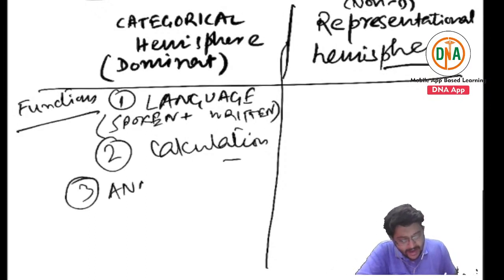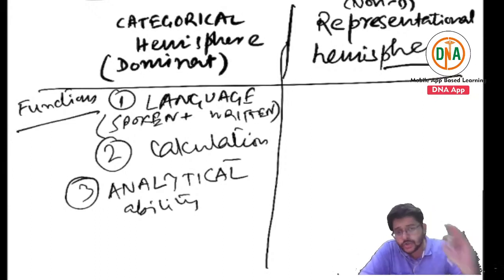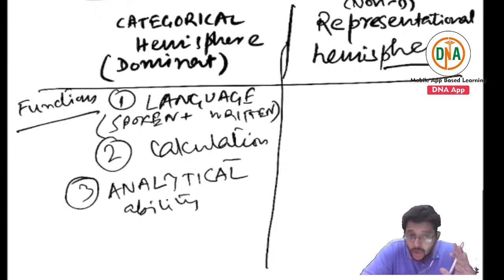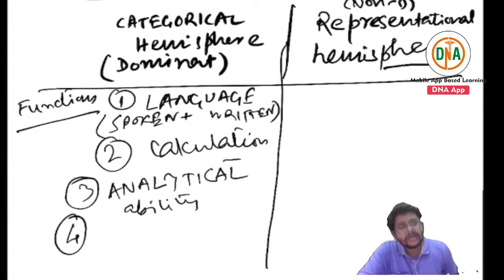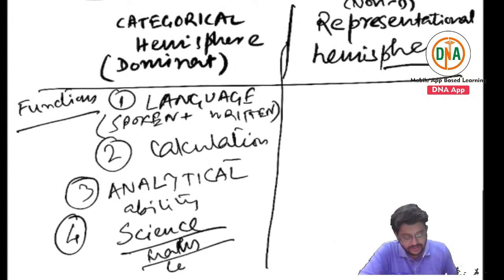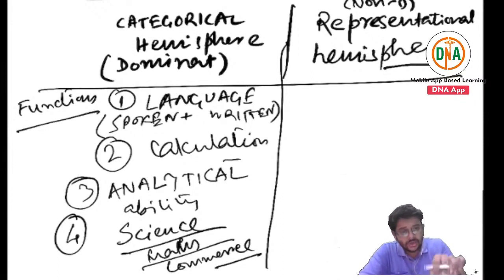And the third one is analytics. So analytical ability is also a function of the categorical hemisphere. For a right-hander, mostly his left hemisphere should be well developed for logical analysis of a solution or a problem. So basically, if we look at subjects, the categorical hemisphere deals with science, maths, commerce, and definitely speaking. Clear? So your scientific skills and your mathematical skills all depend on this.